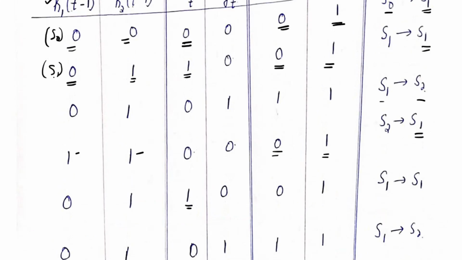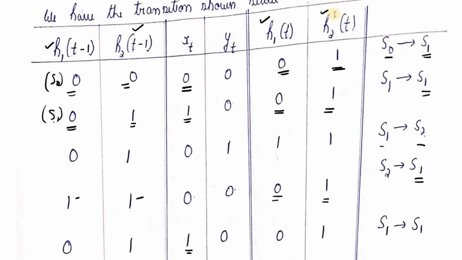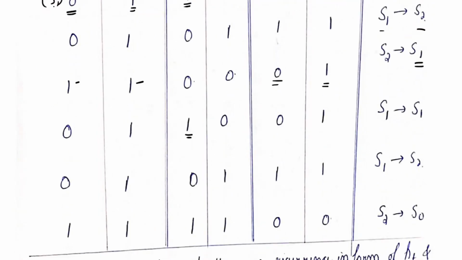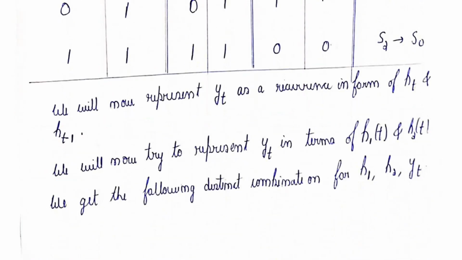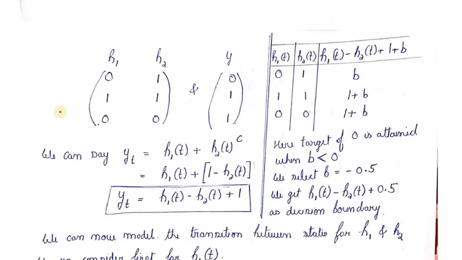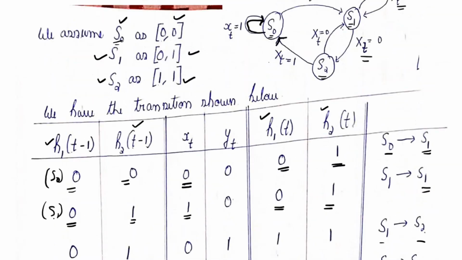Now there is a thing, in this table only, we can establish a relationship between yt and h1t and h2t. So we can write yt in the linear terms of h1t and h2t. So in order to do that, we proceed in the following way. So we find out the unique combinations of h1, h2 and y, and these are all at time t. So we see that 0, 1 it will give 0, 1, 1 it is 1, 0, 0, 1, and how this relationship came, it's all coming from the table over here.